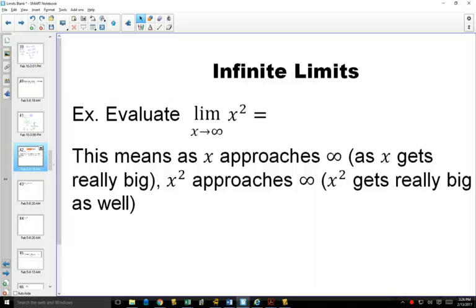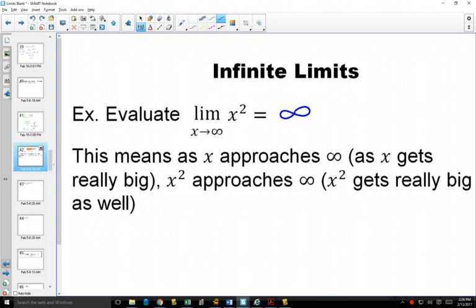Infinite limits. What happens as x goes to infinity of x squared? Does it make sense that if x was really, really big and you squared a really, really big number, that would be a really, really big number? And so what we're going to write for this is we're going to say this, as this goes to positive infinity, this keeps on getting bigger and bigger. So we're going to say it approaches infinity as well.